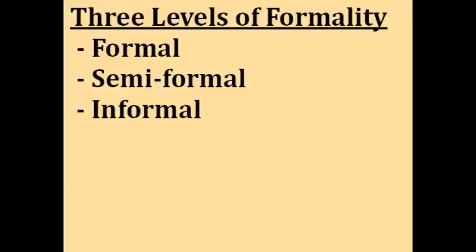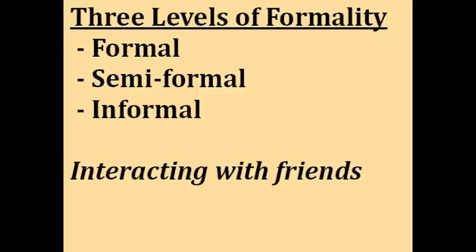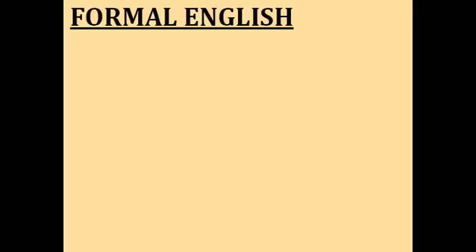And finally, we have informal English, and this is the English you can use in a very casual, relaxed situation like interacting with friends, and that can be when speaking or chatting online or sending email. All right, let's look at some of the specific differences between these 3 levels of English formality. I'm going to explain 5 characteristics of formal English along with some examples.